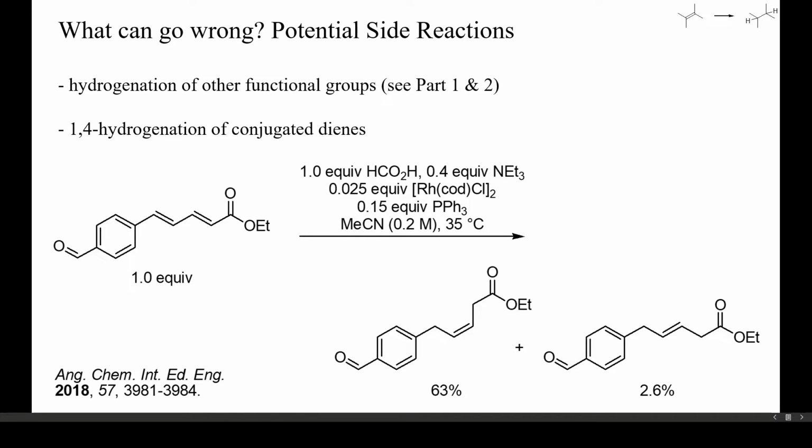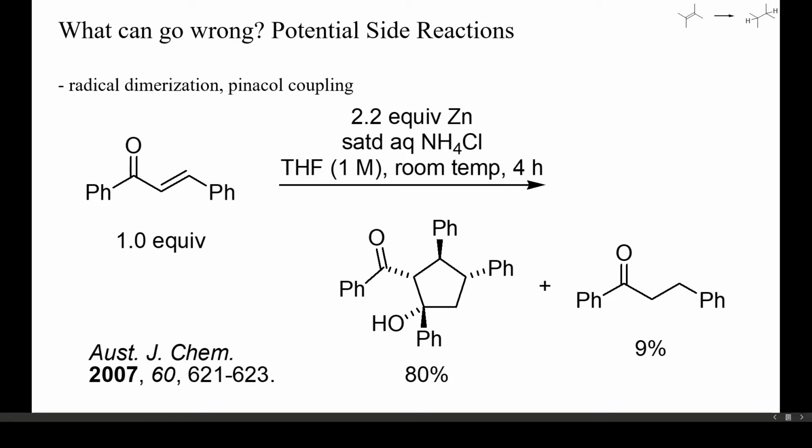1,3-Dienes and styrenes are often more reactive than simple unconjugated alkenes. With highly selective reducing agents, it is even possible to perform clean 1,4-hydrogenations of 1,3-dienes, as shown here. When reducing enones or alpha-beta unsaturated aldehydes with metals, one potential side reaction is pinacol coupling or other radical dimerizations. Such reactions may be suppressed by keeping the concentration of starting material low.